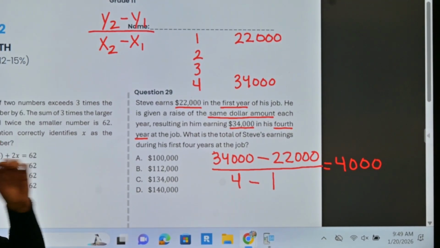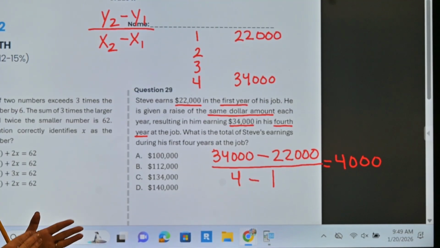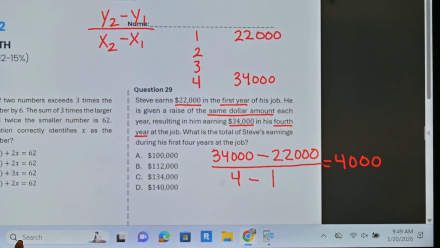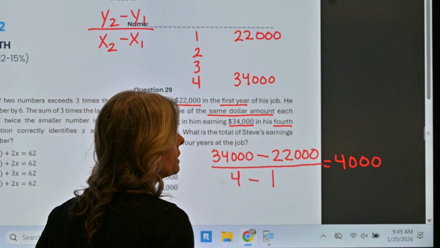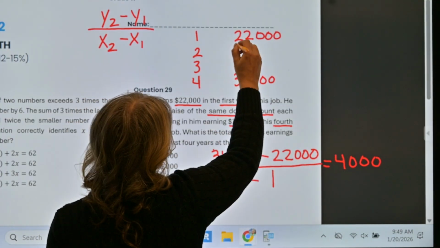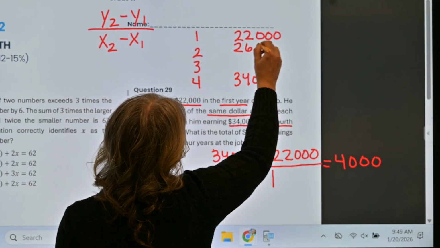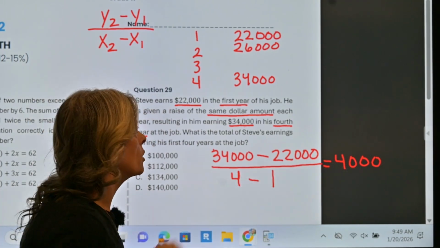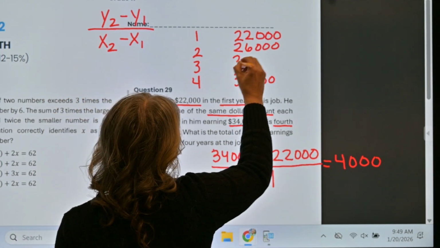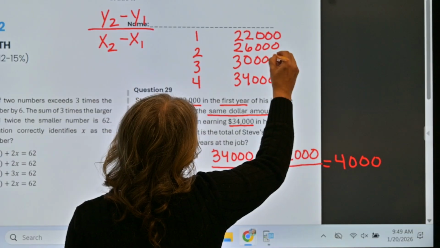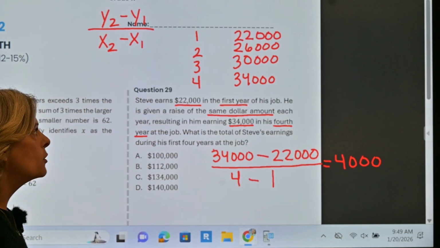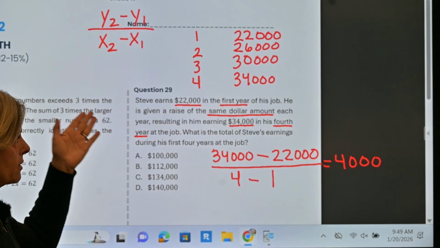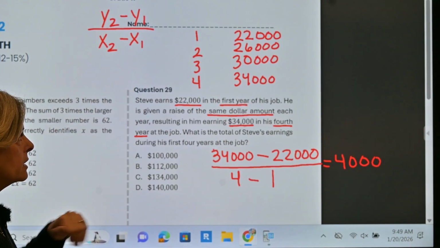Okay, so 4,000, right? So that means each year he went up by $4,000. So 22,000 plus 4,000 is 26,000. Okay, 26,000 plus 4,000 is 30,000. And then adding another 4,000 gets you 34,000. So we went up by the same amount each year.